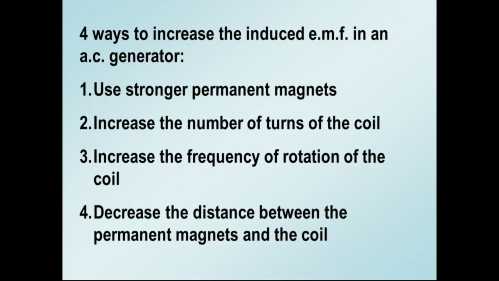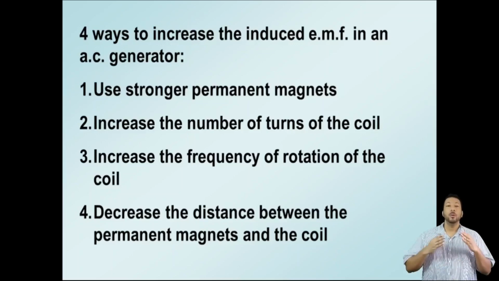So if you use stronger magnets, you're going to get a greater current. If you have more wire turned around on the coil in the generator, you're going to get more current. If you spin it faster, right, increase the frequency of rotation, in other words, spin it faster, you're going to get more current. If you decrease the distance, what does that mean? It means bring the magnets closer to the coil. If you bring the magnets closer to the coil, you're going to get a greater induced EMF.